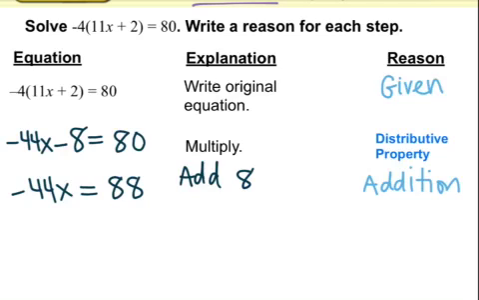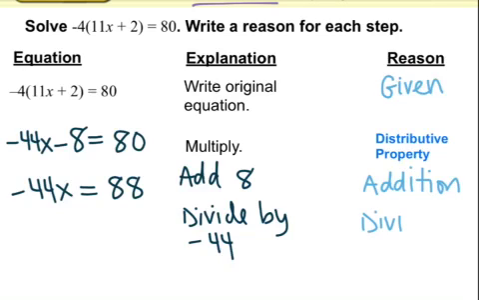Okay, finally we're going to divide by negative 44, and we're allowed to do that by the division property of equality. That's our reason. And when I do the division, the next step is just the answer. We get x is equal to negative 2. Okay, cool. Alright, the next example I'm going to show you is a little bit different.